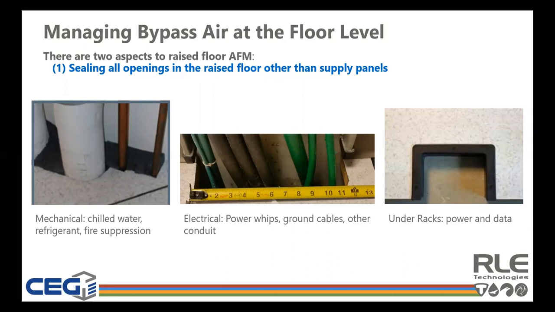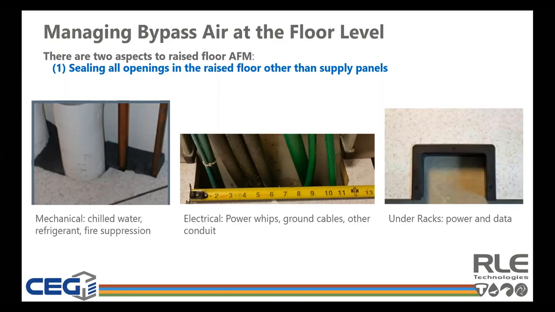We typically see floor cutouts around piping, electrical conduit, and under server racks. Sometimes you'll find very large cutouts around floor standing PDUs, for example, to enable the large quantity of whips that can come out of the bottom of the PDU. The pictures in this slide show some examples of these cutouts.